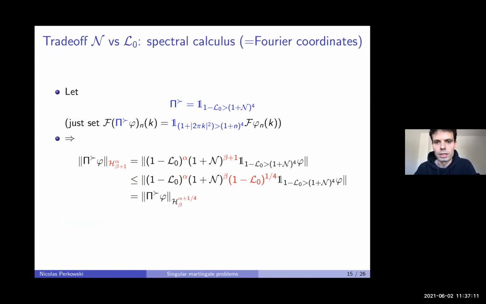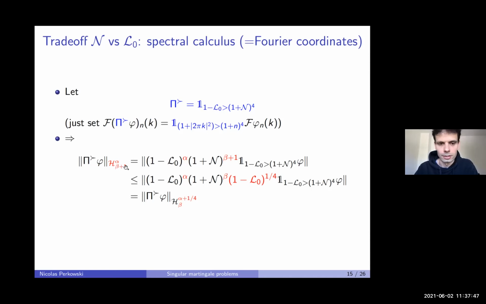And this we can do by projecting to the large Fourier modes somehow. So we do spectral calculus, but you can write down explicitly what this means in terms of Fourier coordinates. So this pi upper projection operator goes to the regime where 1 minus L0 is bigger than (1 plus n) to the 4. And why 4? Well, this is related to the fact that we have 1/4 derivative later to spare.